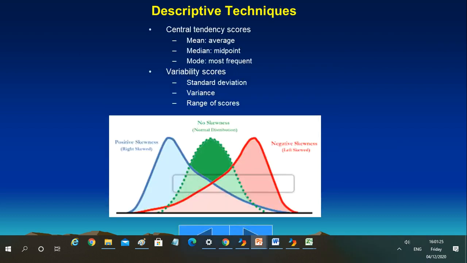The central tendency scores are mean, median, mode, etc. Mean means average. We all know that whenever you calculate your average, it is the mean only. Median means the midpoint of the total data set that you have. Mode is the most frequent occurrence of a particular number in a data set. Variability scores mean standard deviation, variance, range of scores. So all that comes under the variability scores.